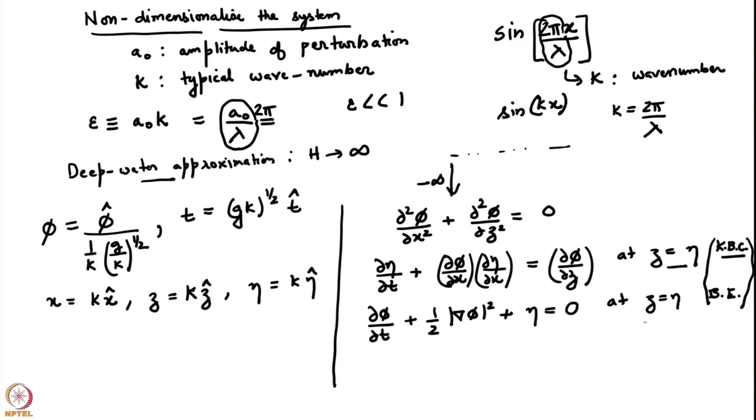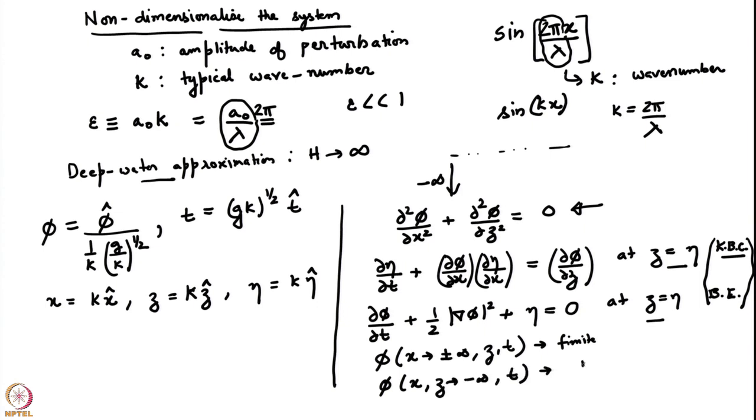Okay. So, you can see that this is not true everywhere, but only at z is equal to eta, that is a governing equation. And we of course have the same requirement that phi, when x goes to plus minus infinity at all times, at all z and t is finite. Z goes to minus infinity at all time is also finite. So, that forms our set of equations that we will need to solve and need to solve perturbatively.